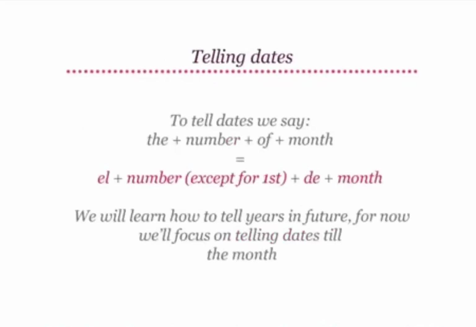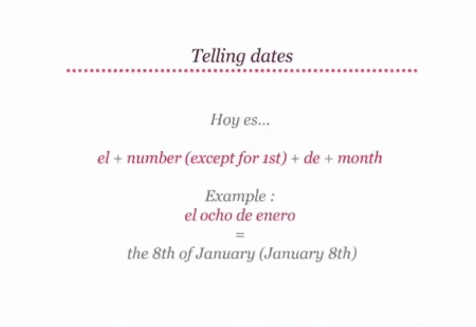Let's now see the translation for how to tell dates. To tell dates, the structure is the plus number plus of plus month. This structure becomes el plus number, except for first, plus de plus month. We will learn how to tell years in the future. For now, we'll focus on telling dates of the month. Let's take an example. Hoy es el 8 de enero. Hoy es means today is.